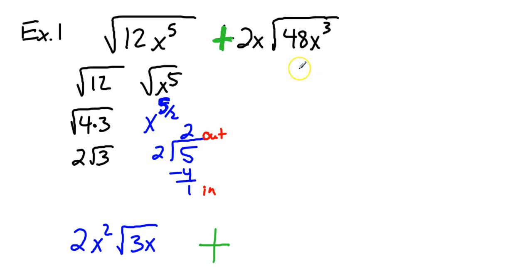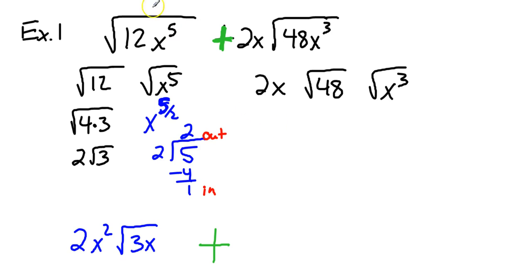Well, now you're going to do the same thing on the second term back here. You've already got the 2x. You're going to have to do the square root of 48. And then you're going to have to do the square root of x to the 3rd. Just kind of put that in here so it kind of stays through the middle. That way we kind of separate the two. All right, 2x is good.